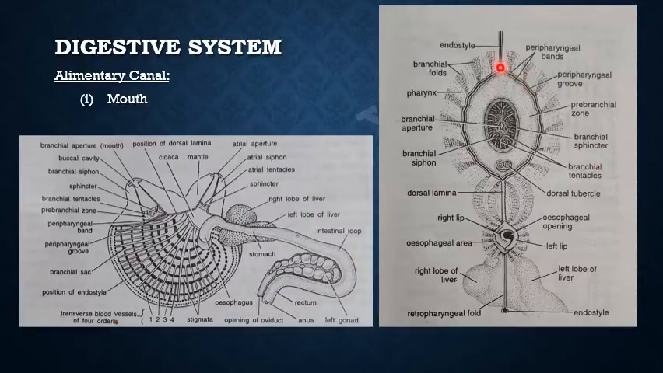In between the peripharyngeal bands, the anterior whole ring-like band and the posterior peripharyngeal band, there is a groove, and this groove bears small cilia-like structures, and the peripharyngeal bands themselves bear large cilia. These cilia are all helpful in the movement of the water, which is from the outside to the atrial siphon and to the pharynx. The direction of the water is this. Now next, let's go to the next slide.